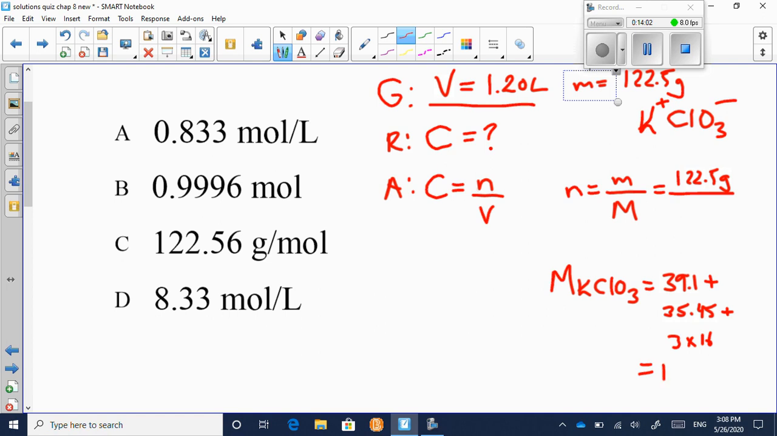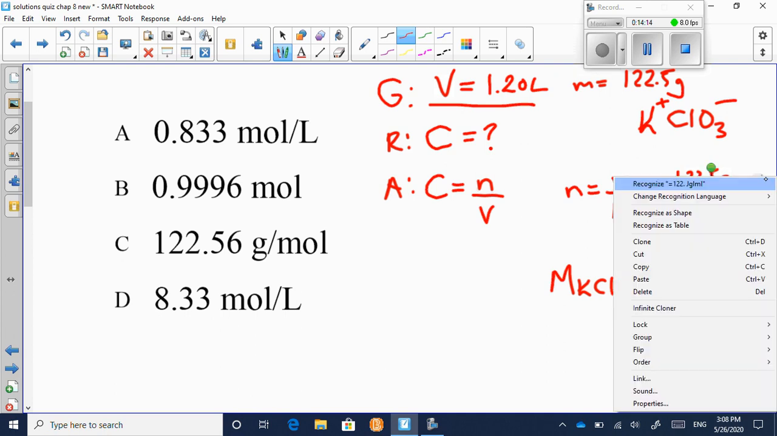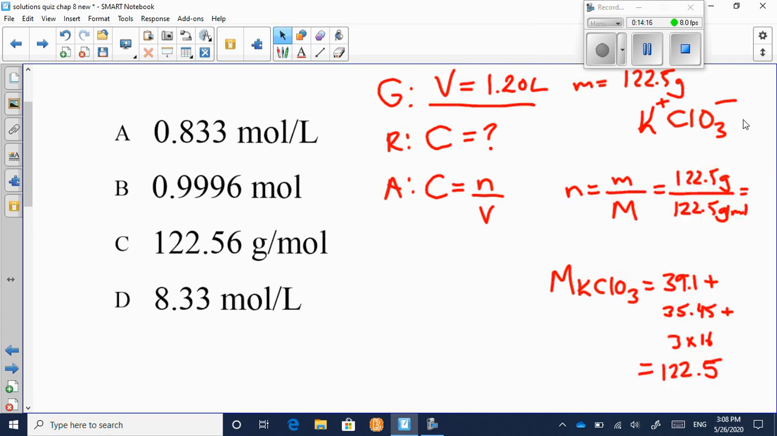Oh, that's interesting. It's 122.5. And guess what? That's in grams per mole. Well, it means I have basically, I know it's not exactly, it's a little bit, but it's basically 1 mole. And then I come over here and I substitute in C is equal to 1 divided by 1.2. That's the number of moles, and that's the number of liters.